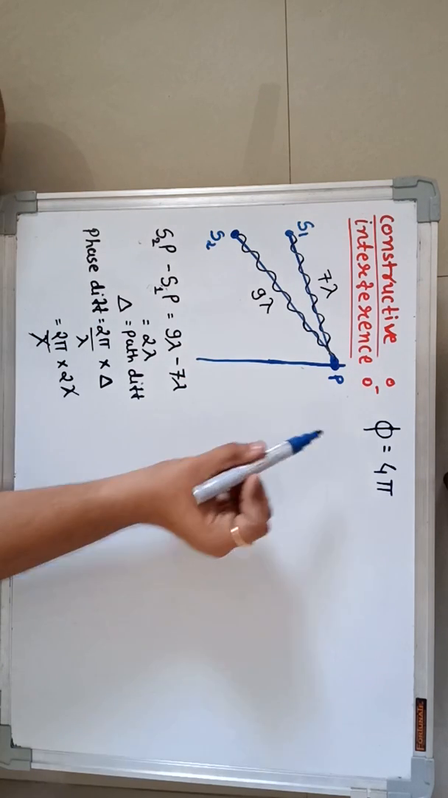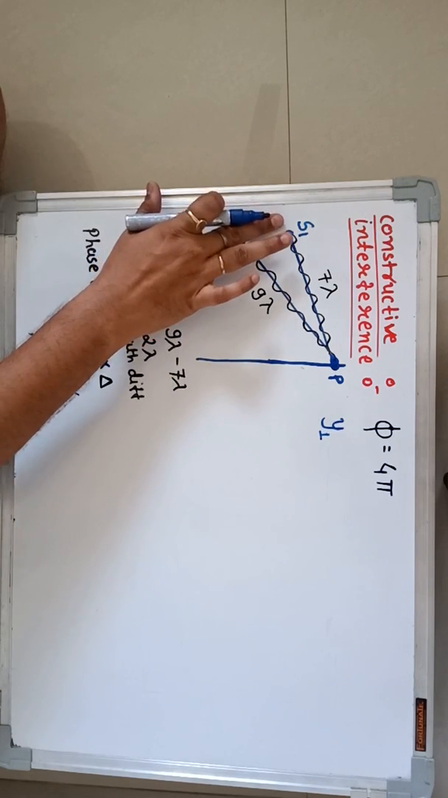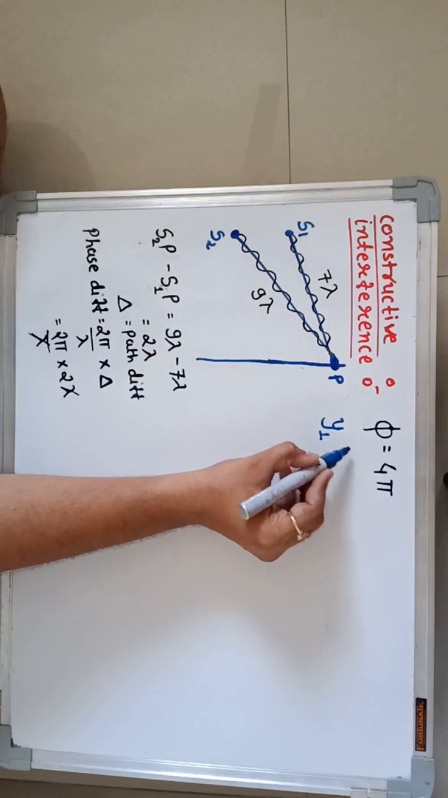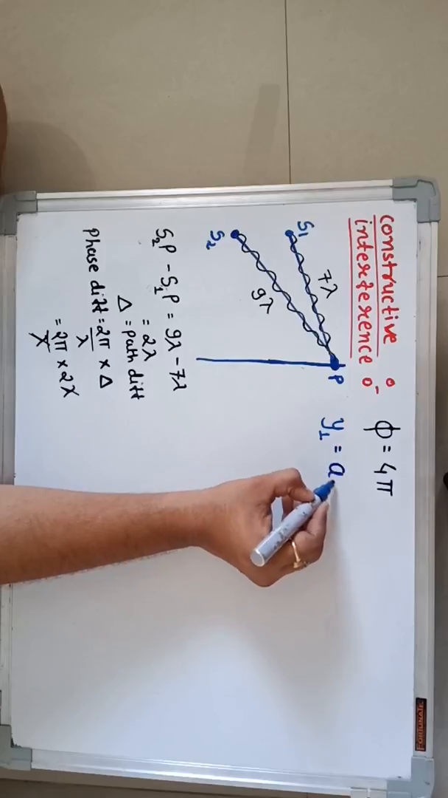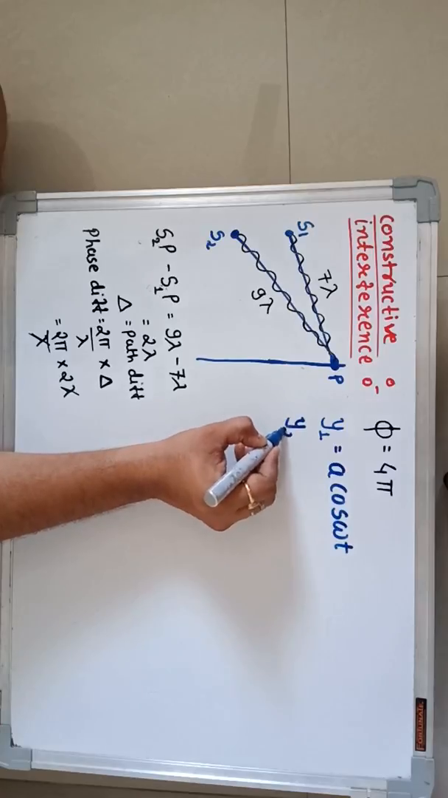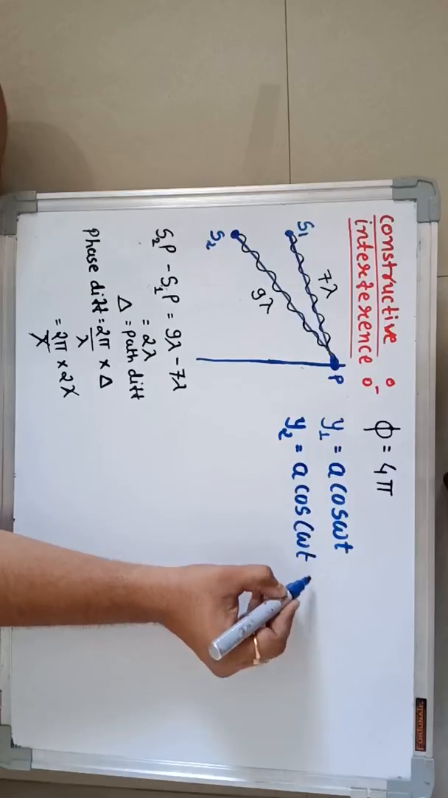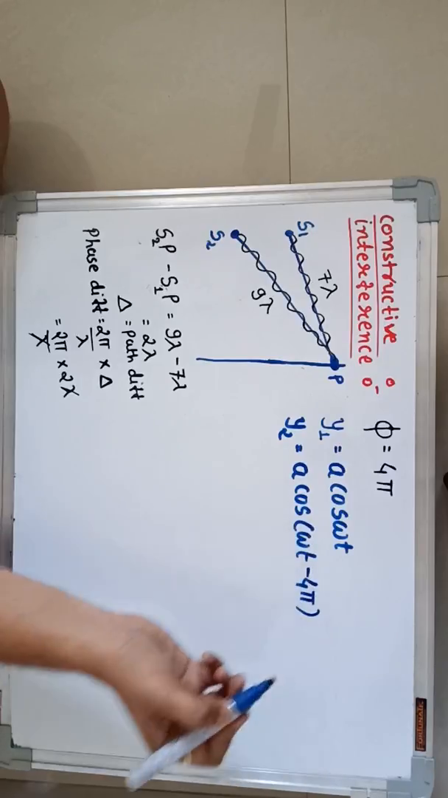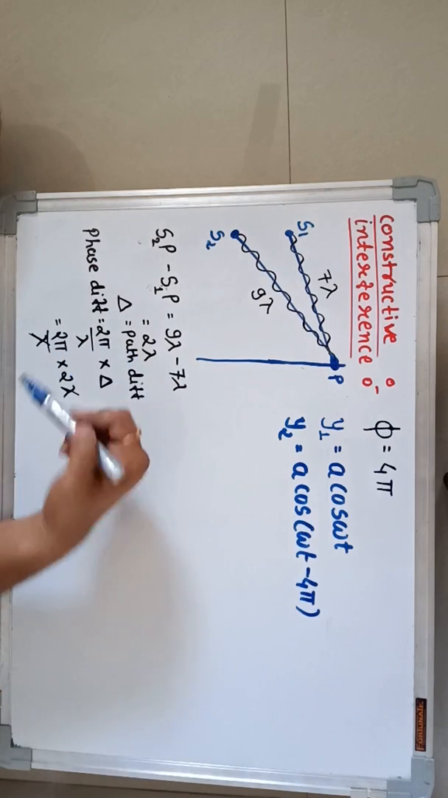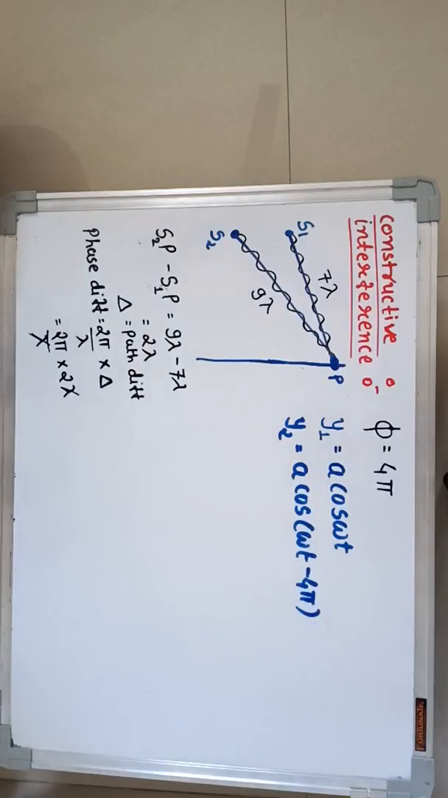We just write the two equations. The displacement equation from S1: y1 is equal to a cos omega t, and y2, be careful, y2 is equal to a cos omega t minus 4 pi. That means the phase difference between the two waves is 4 pi. After that, there are some important notes for constructive interference.